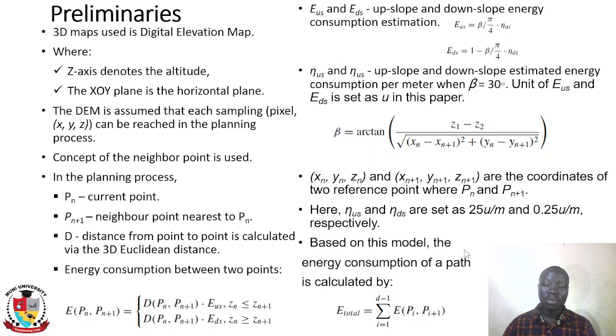Based on this model, the energy consumption of the path is calculated using this equation: E total, the total energy consumption, is equal to the sum of i from 1 up to n minus 1 of the energy that has been spent.